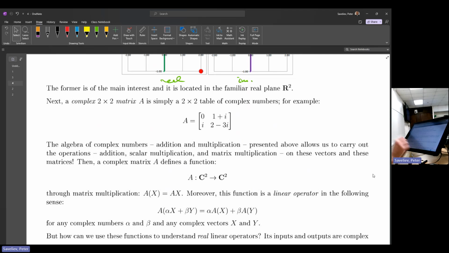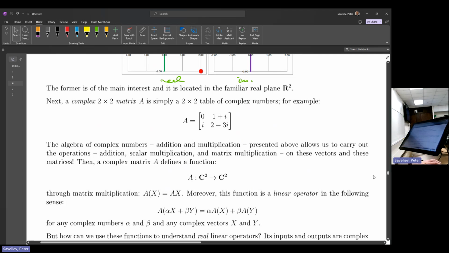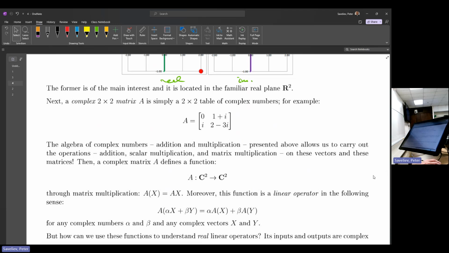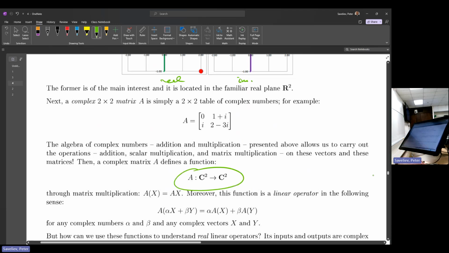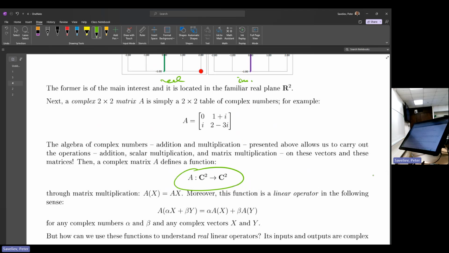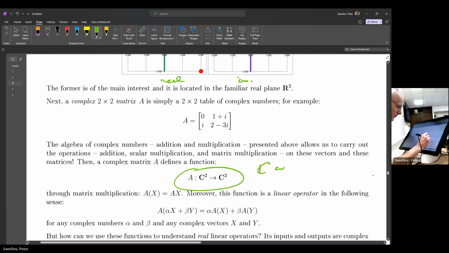Okay, it's for the problem. Before we get back to differential equations, a review of what we're looking at: linear algebra over complex numbers. So a matrix is once again a function, but this time it's not from R2 to R2, it is from C2 to C2. Okay, so the complex plane to the other complex plane. So we're transforming a complex, not a complex plane, I'm sorry. C2 is not a complex plane, C is the complex plane.